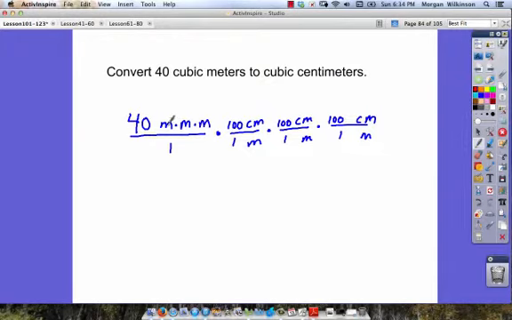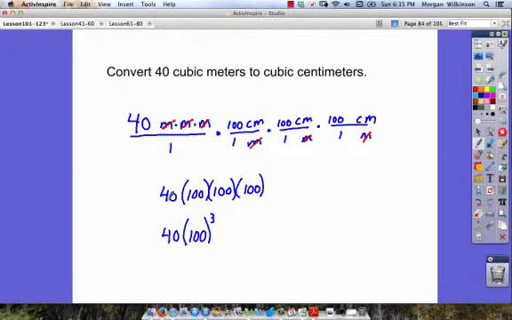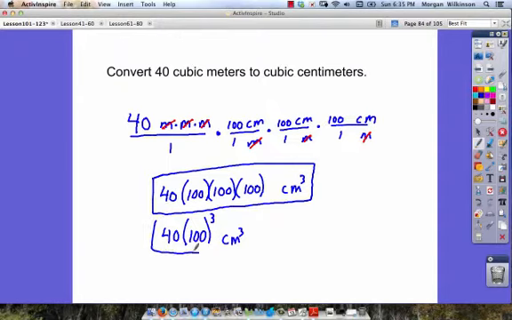Using a unit multiplier for this problem is nice because our meters cancel 3 times. And we're going to be left with our answer in cubic centimeters, which is right. And we're going to get 40 times 100 times 100 times 100. We could also say 40 times 100 to the 3rd power. These answers would both get you full credit as long as you put centimeters cubed on both of them, or cubic centimeters.